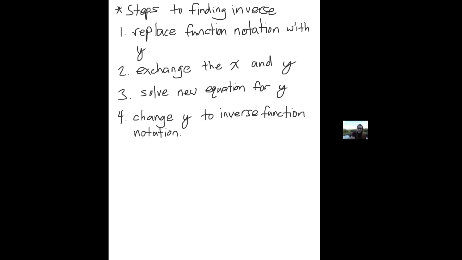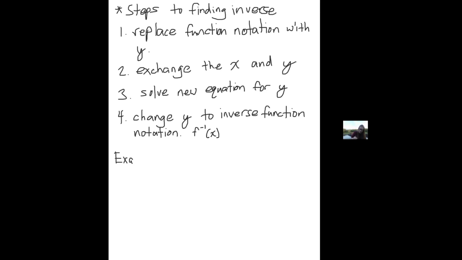Inverse function notation is f inverse of x, where you put a little -1 as a superscript. It looks like it's an exponent on f, but it's really just inverse function notation. So if it's g of x, then your inverse would be g inverse of x with that little -1 up there. Okay, let's look at an example.